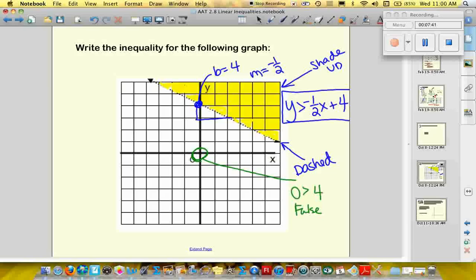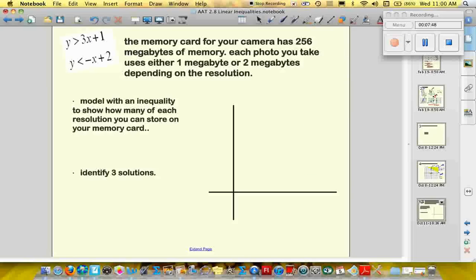The last thing we can do is word problems here. So here I have the memory card for your camera has 256 megabytes of memory. Each photo takes either 1 megabyte or 2 megabytes depending on the resolution. We want to model with an inequality, and then we want to find some solutions.